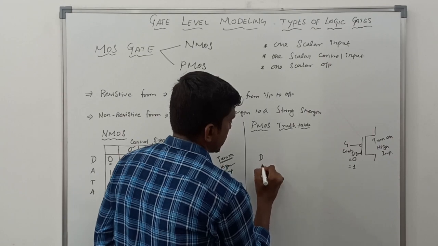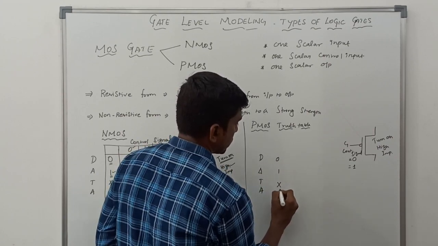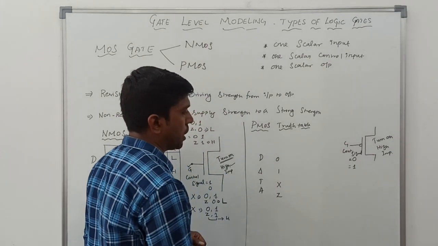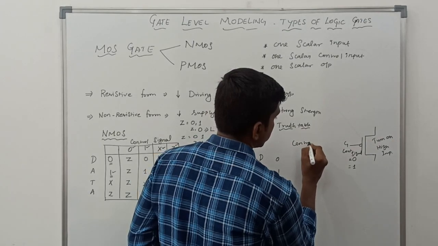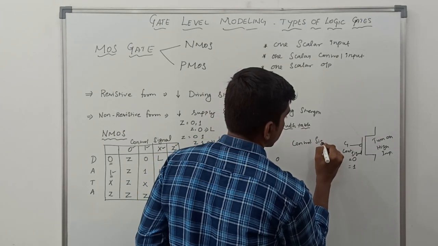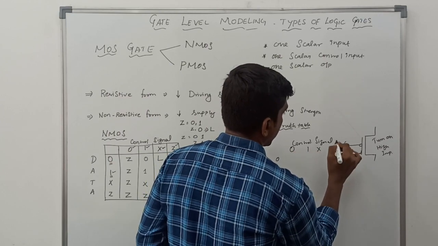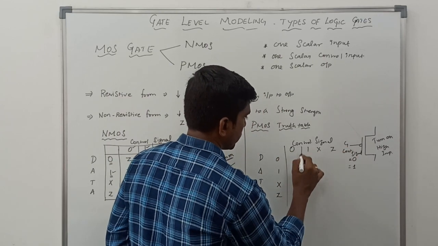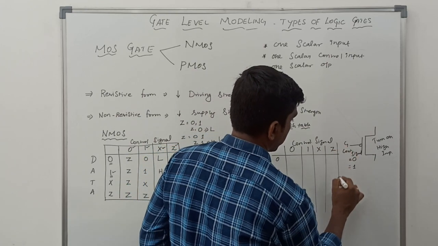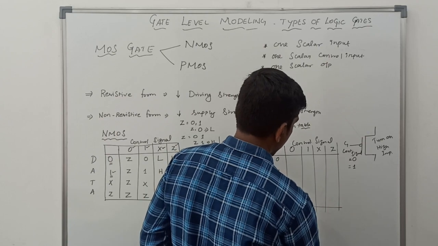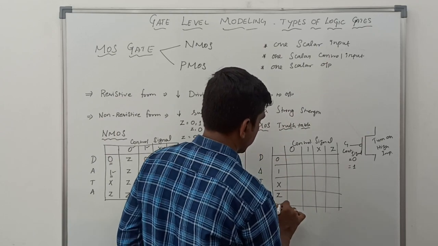So for the PMOS transistor, the data values are 0, 1, X, Z. These four values are considered as data. Then the control signals are 0, 1, don't care, Z. Based on the control signal, the PMOS transistor is turned on or it goes to high impedance state. Now we will check it.